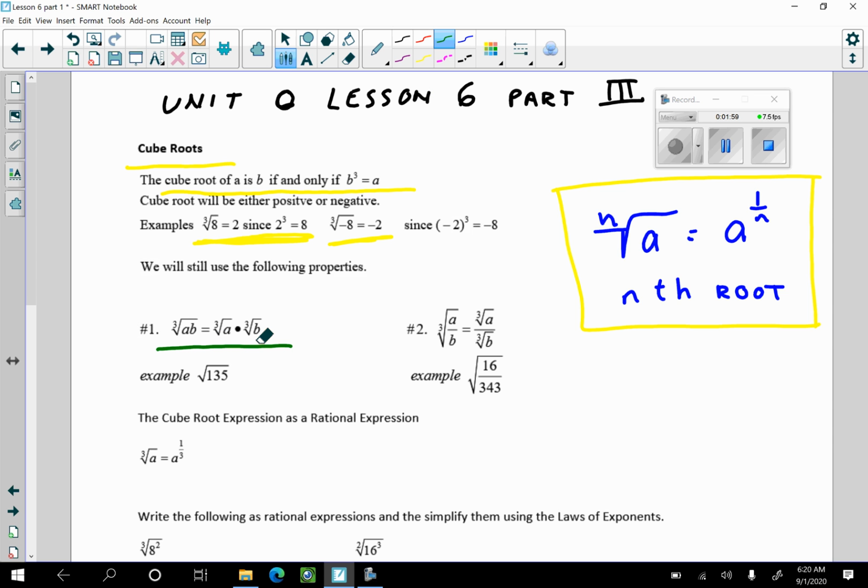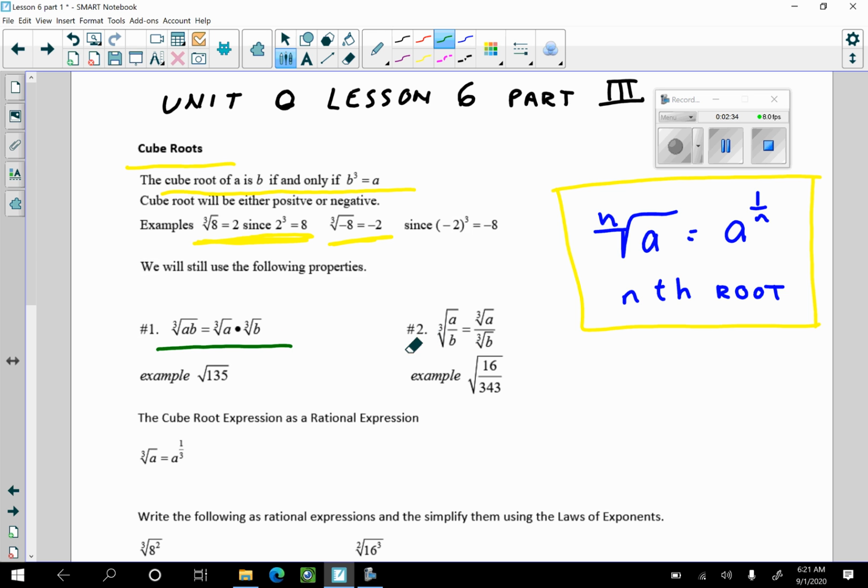The cube root of the product is the product of the cube roots. So the cube root of AB is equal to the cube root of A times the cube root of B, and we're going to use this to simplify a cube root expression. A simplified cube root, similar to a simplified square root, will have no factors that are cubes, nor will there be a cube root expression in the denominator. So just FYI on that.